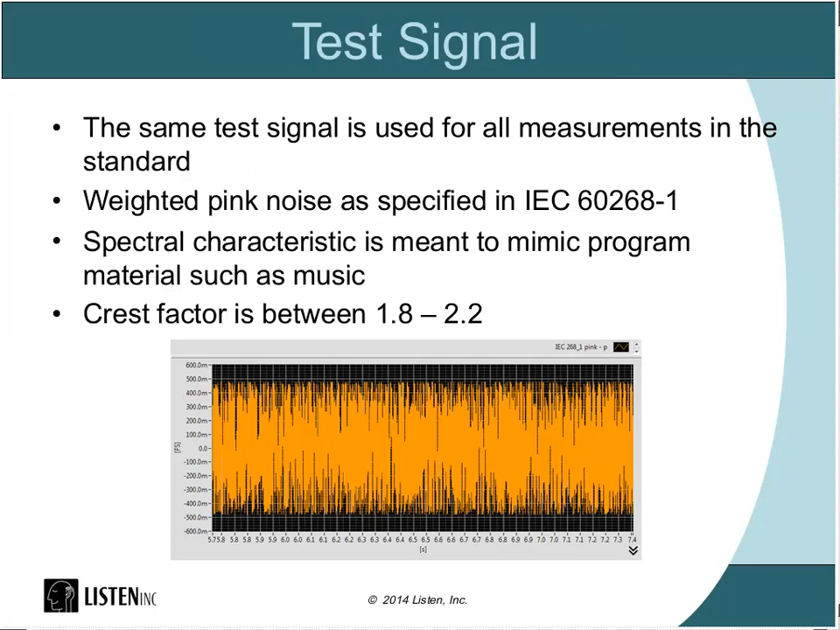There is a test signal that gets used for every measurement that we perform in part of this standard. So it's the same test signal used across all of the sequences. It's a weighted pink noise as specified in the standard IEC 60268-1. So it starts off life as pink noise. It then has a spectral characteristic applied to it that's meant to mimic program material such as music. So it doesn't have the same spectral shape as normal pink noise would. Also, they apply some soft clipping to it to reduce the crest factor. So the crest factor is between 1.8 and 2.2.